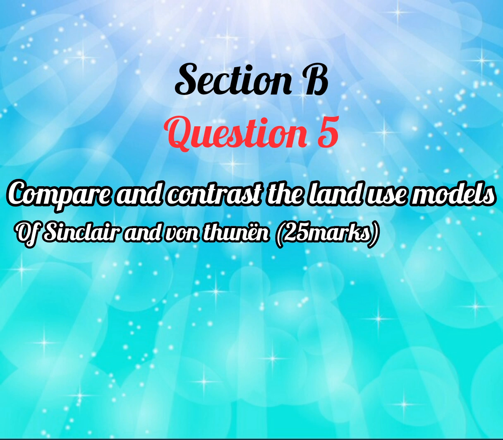Now, another difference I can add is that von Thünen explains that the cost of land is too expensive close to the city center. So intensive agriculture should be practiced close to the city center, while extensive agriculture should be practiced far away from the city center because land is cheap away from city centers. But Sinclair insists that since land is expensive close to the city centers, the land should be used for urban development and not agriculture. So those are some differences that you can put in place.